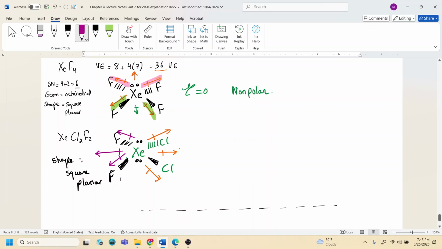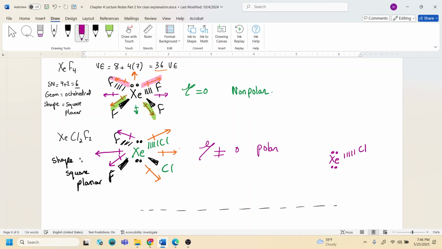Because if all of the groups were the same kind, let's say if all of them were fluorine, as in this example over here, these two have a resultant going this way, these two have a resultant going this way. The fluorines are the same, so the pull is going to be the same. That's why they cancel. These they don't cancel because the fluorine is more electronegative than the chlorine. So I would say that the dipole moment here is going to be different than zero, so the molecule is going to be polar.